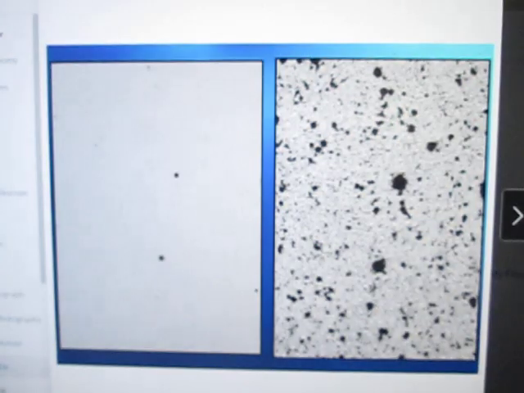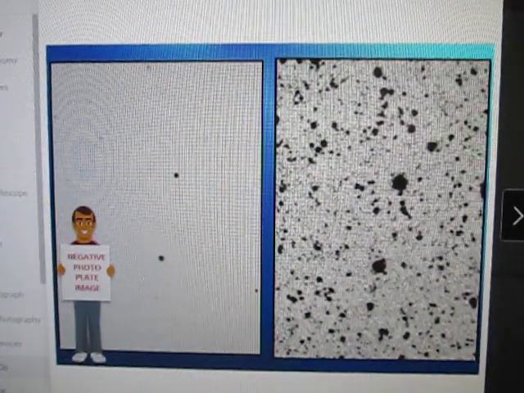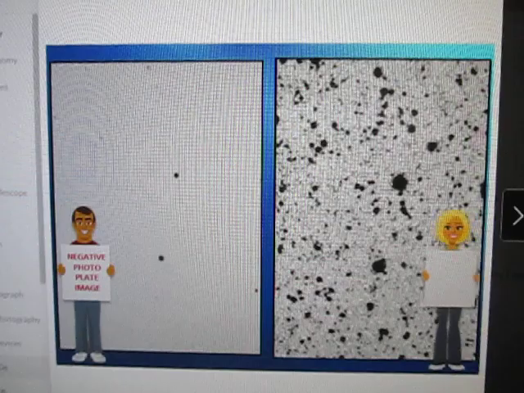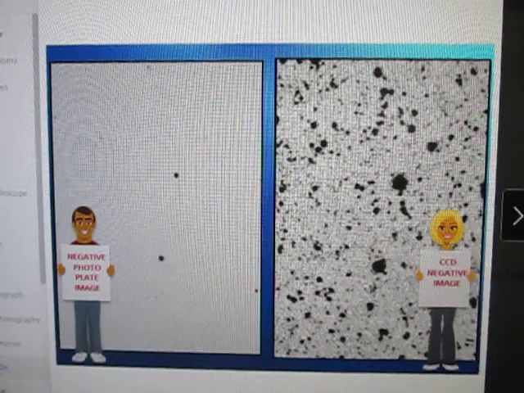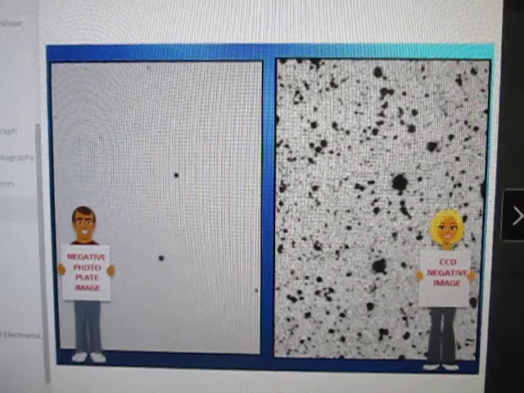Here are two views of the same part of the sky. On the left is a negative photographic plate image. On the right, you can see a CCD negative image. These images were made with the same telescope.